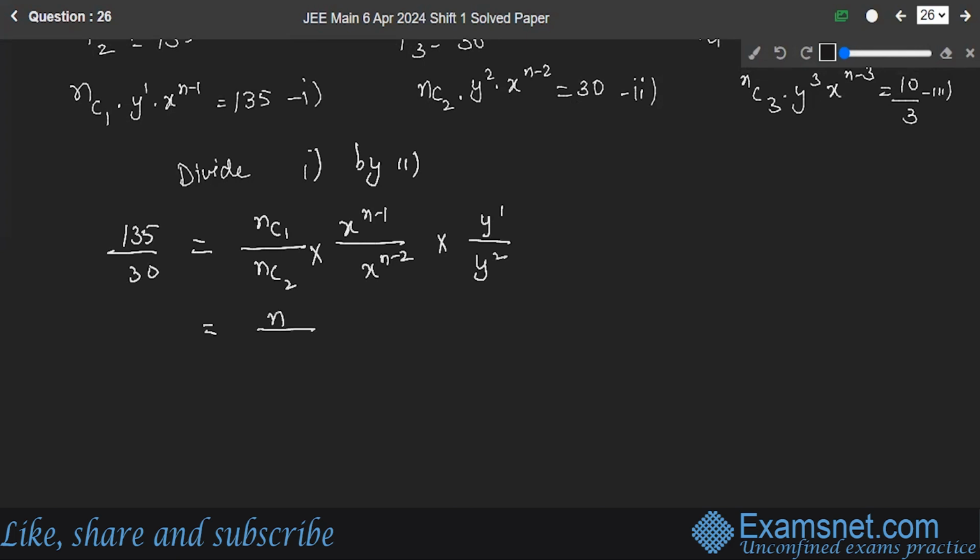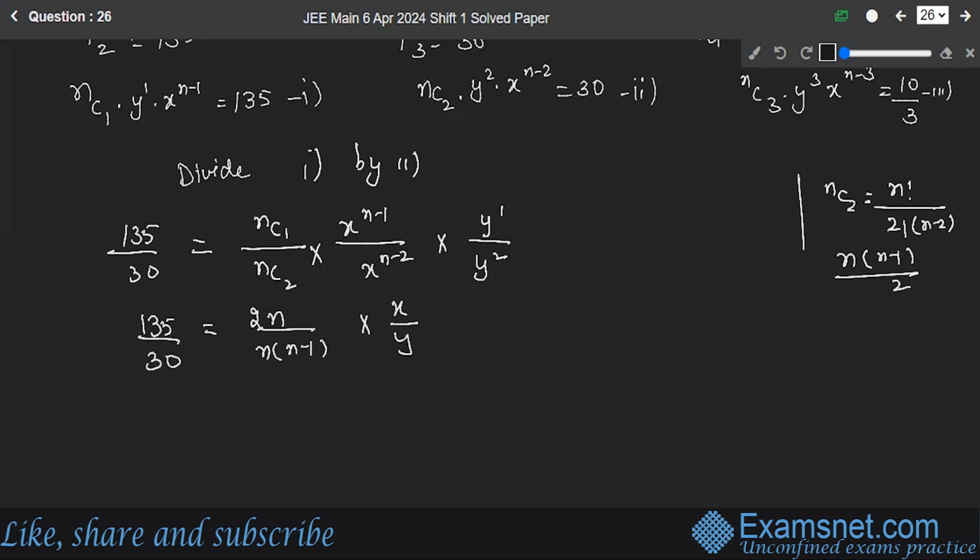Okay, so this will give me nC1, which is equal to n only, and nC2, let's solve this. nC2 is n factorial upon 2 factorial into (n-2) factorial. So this is n(n-1) upon 2. The 2 will come over here, n into (n-1), and this will come as x upon y, right? So this is 135 upon 30. The n will also cancel, and you will have 135 upon 30 is equal to 2 upon (n-1) into x upon y. Right, this is dividing 1 by 2.